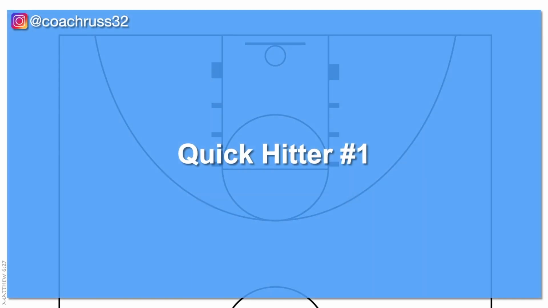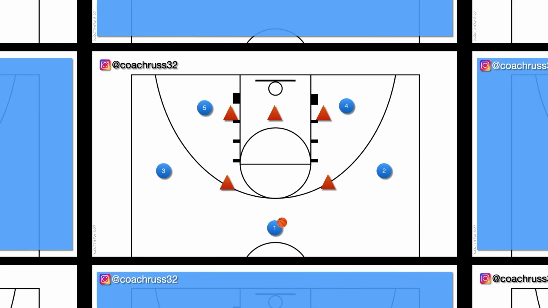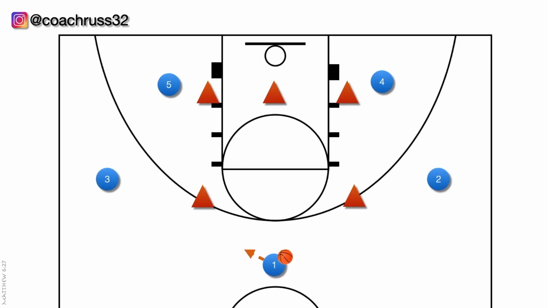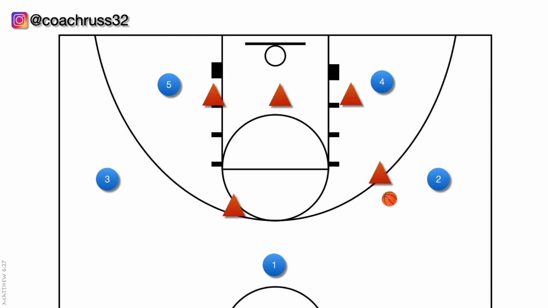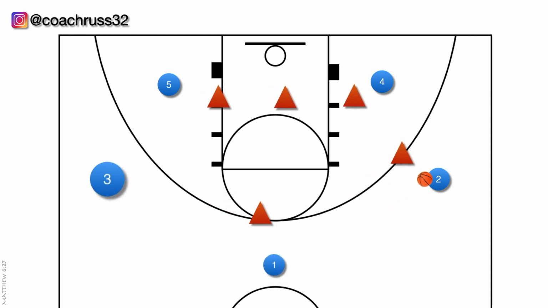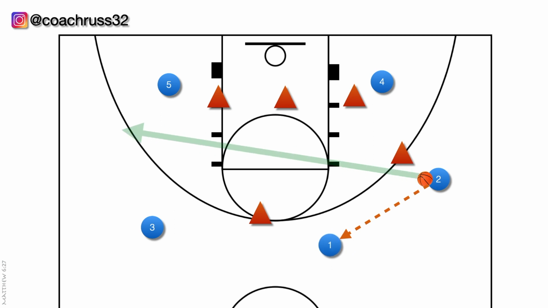Alright, quick hitter number 1. For this play, we want to initiate the action with a pass to either wing. This first pass is designed to get the defense to shift over. Once this first pass is made, player 1 and the opposite wing will rotate over towards the ball just slightly. After this movement occurs, player 2 will pass the ball back to player 1 and then immediately sprint across the court to set up for a 3-point shot.